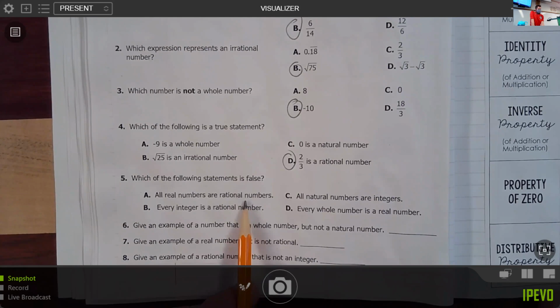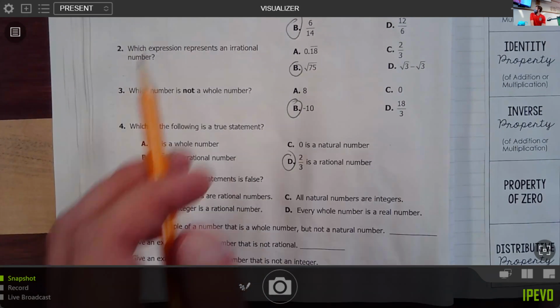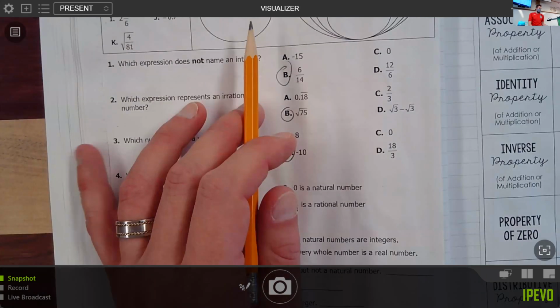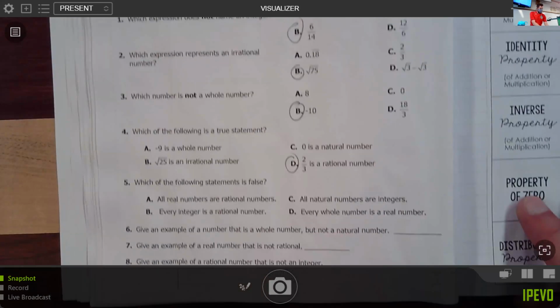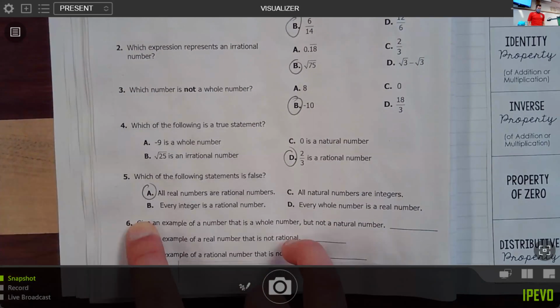No, because a lot of the real numbers are also irrational. So not all real numbers are rational. So that's our false statement. A is false. Let's see.